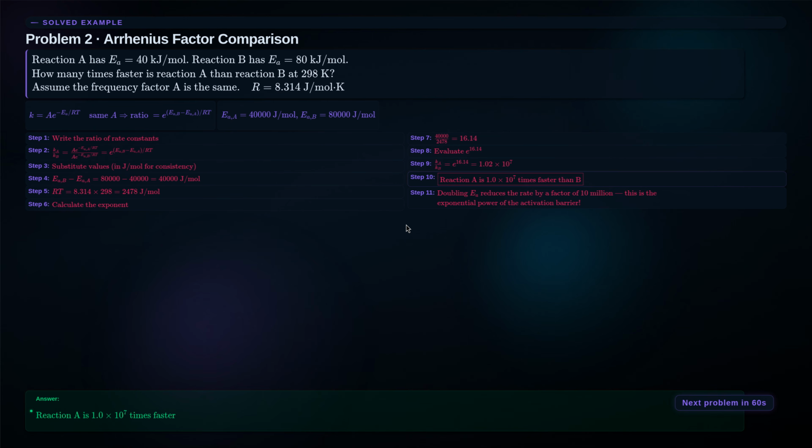E to the 16.14 equals 1.02 times 10 to the 7th. So reaction A is about 10 million times faster than B. Doubling EA reduces the rate by a factor of 10 million, demonstrating the exponential power of the activation barrier.